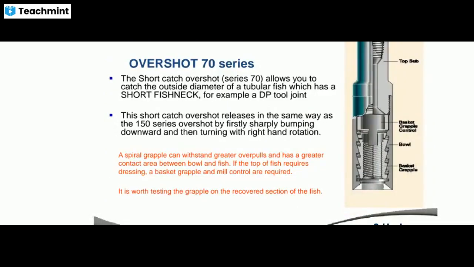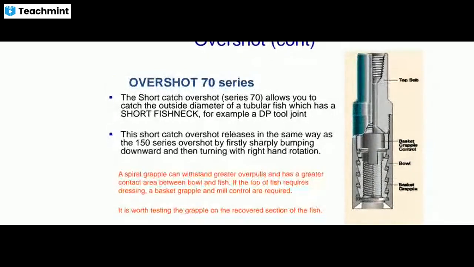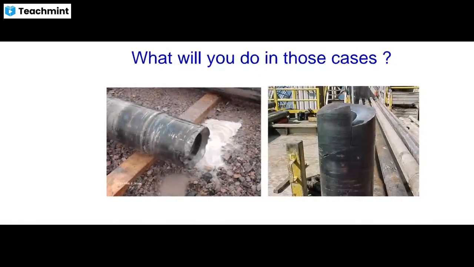Then overshot 70 series. You can see here the schematic, a continuation of the overshot. Then this short catch overshot releases in the same way as the 150 series overshot, by firstly sharply bumping downward and then turning with right hand rotation. So this is what you do in those cases. So you can see here.